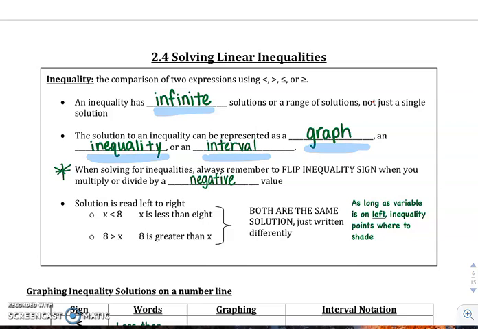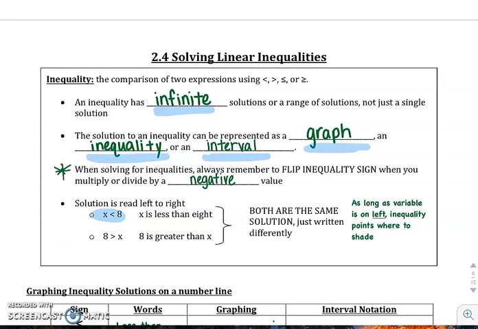A solution is read left to right. Generally I will try to keep the solution so that the x variable is on the left-hand side, and then you would read it as x is less than 8. If you don't keep the variable on the left-hand side, these two things really mean the same. It's just that one is read as x is less than 8, whereas the other is read as 8 is greater than x, still meaning that x is less than 8. We just read it the opposite way. Both of them are the same solution, just written differently.